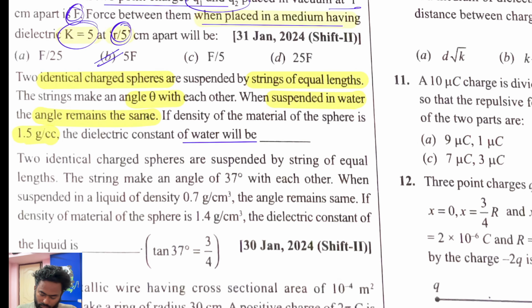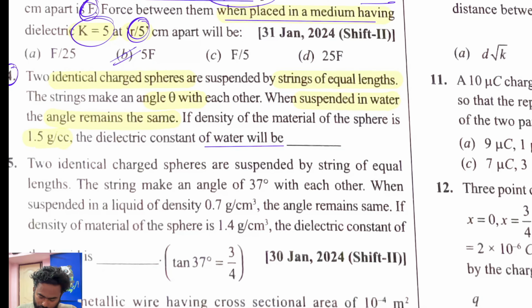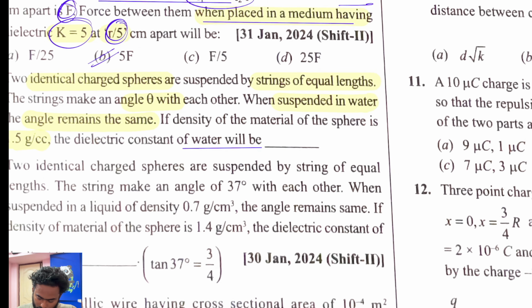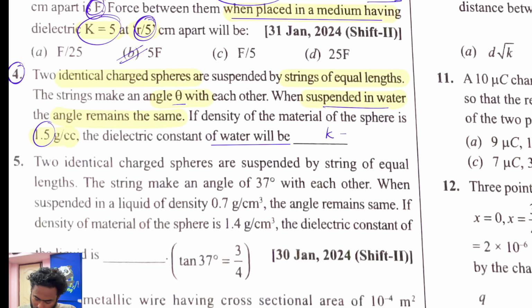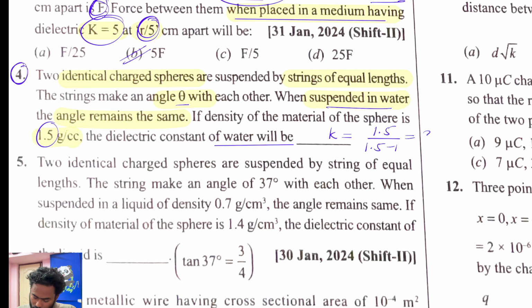Okay, so let's see the answer now. Suspended in water, the angle is the same, the density of the material of the sphere is 1.5, and the dielectric constant will be rho sphere upon rho sphere minus 1. So how much will it come? 3. For water, how much density? 1, 1 gram per cc. So that will come out to be 3. So the dielectric constant of this water will be 3.